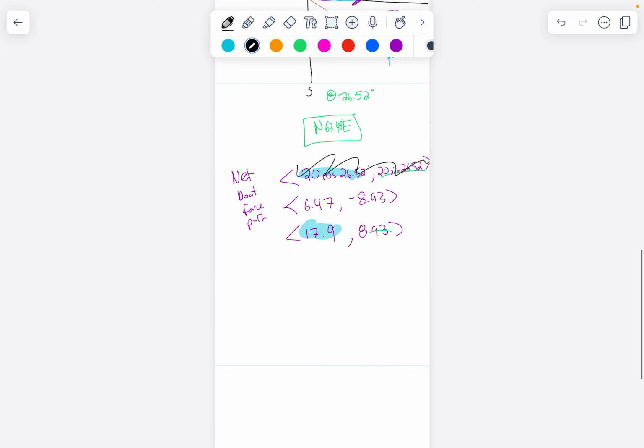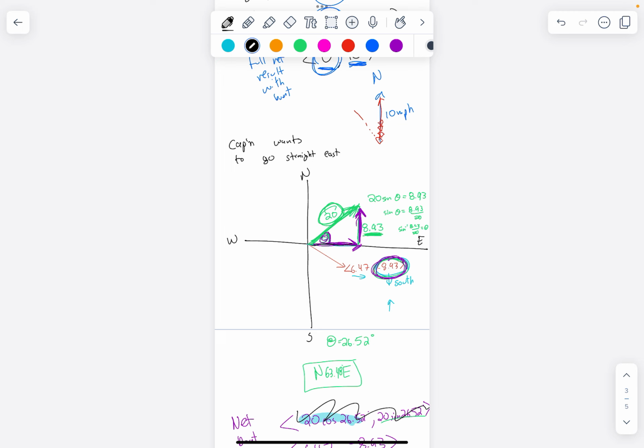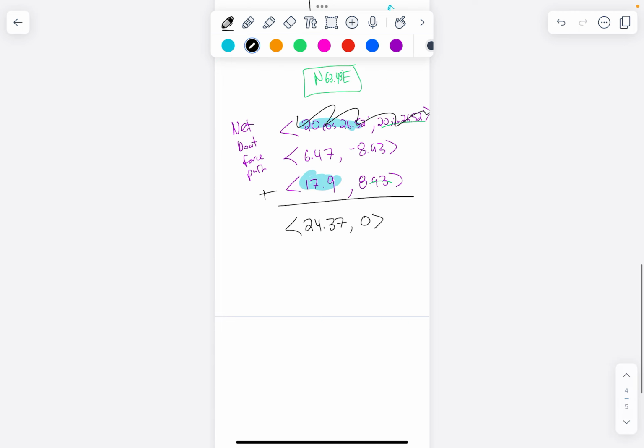We have decimals to work with. If we want to know the end result of the boat, we add the two forces. 17.9 plus 6.47 gives me a net force of 24.37 miles per hour in the east direction and 0 in the north-south direction, which was the point. We wanted to go purely east. We don't want to go north or south at all. So by pointing in the right direction, that's what we get.